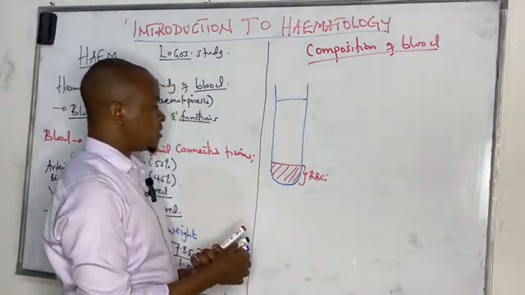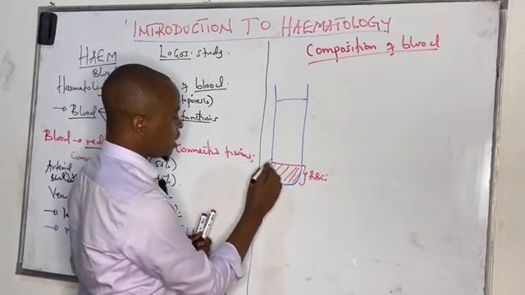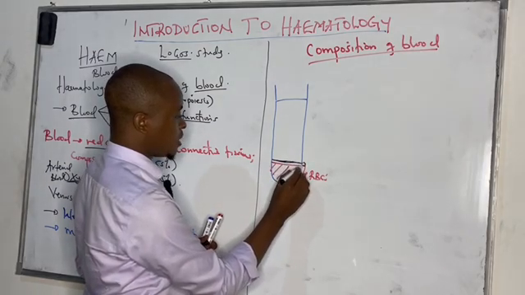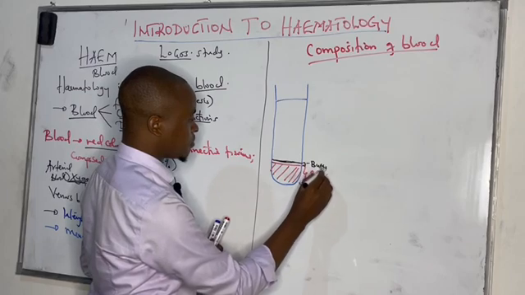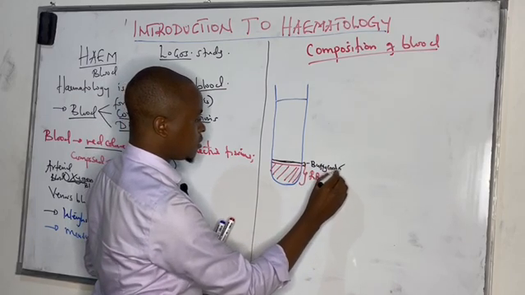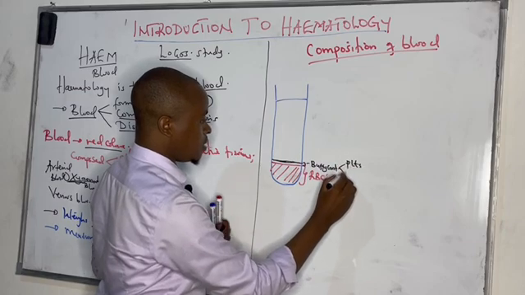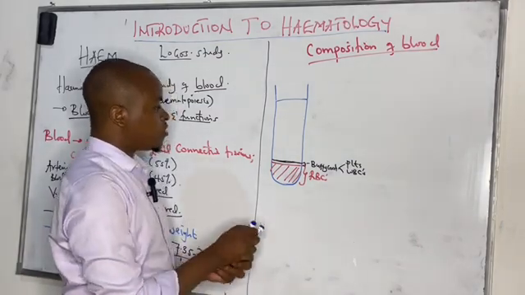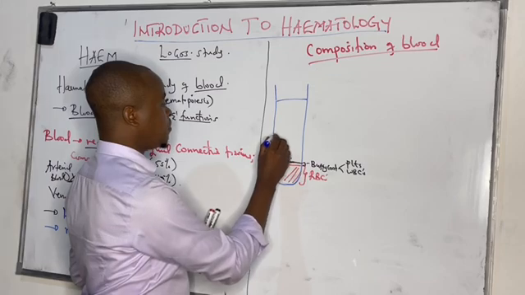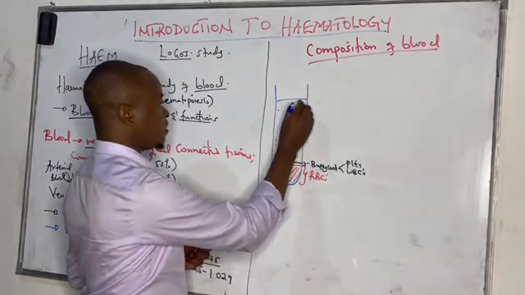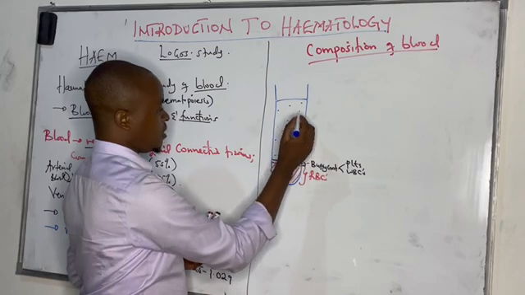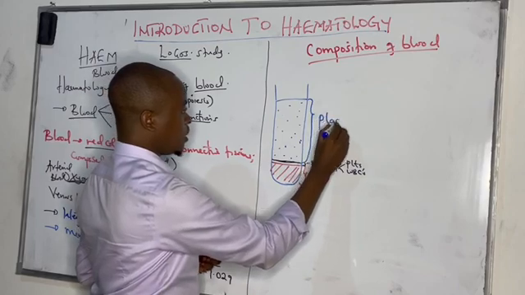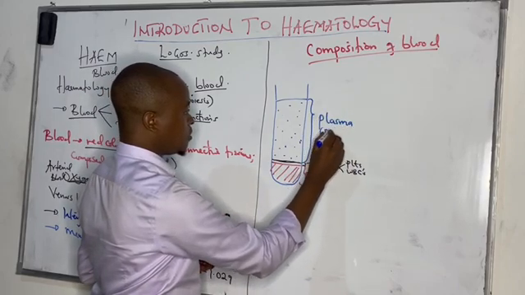Then on top of the red blood cells, we find a small white layer. This white layer, which is small on top of red cells, is known as the buffy coat. This buffy coat contains platelets and white blood cells. Then the remaining portion is plasma, and this plasma is always pale yellow in color.